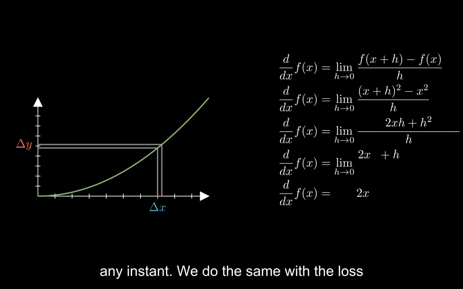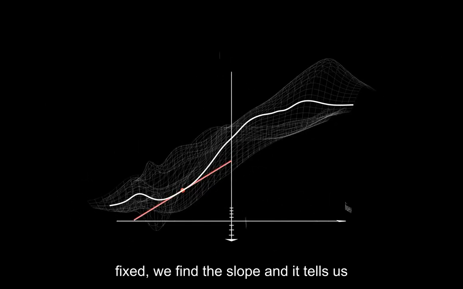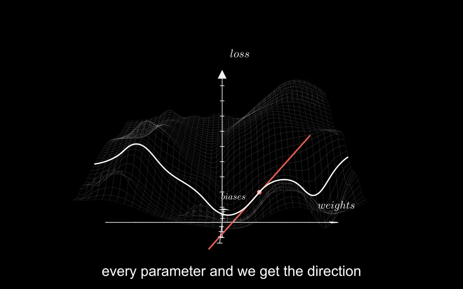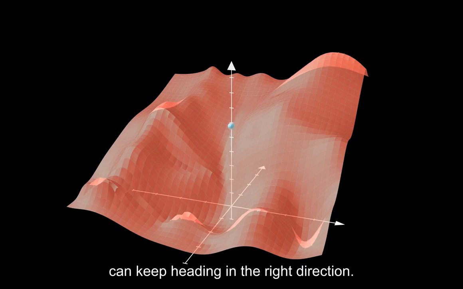We do the same with the loss function. Keeping all but one parameter fixed, we find the slope and it tells us which way loss decreases. Do this for every parameter and we get the direction of steepest descent. So we can't know the exact address for minimum loss, but we can keep heading in the right direction.